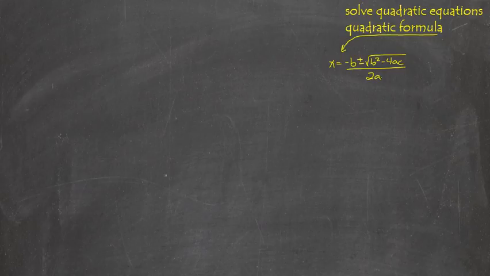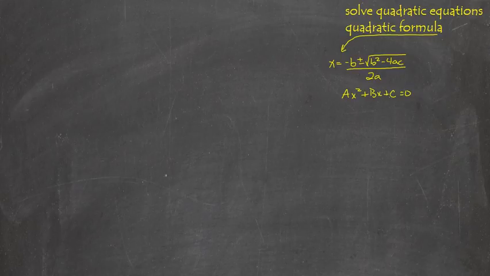So start memorizing now. x equals minus b, or the opposite of b, plus or minus the square root of the quantity b squared minus 4ac, over 2a. Now, what are a, b, and c? Well, they come from the standard form of a quadratic equation: ax squared plus bx plus c equals 0.